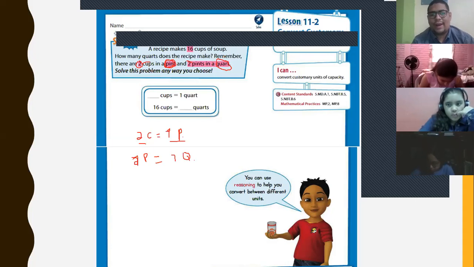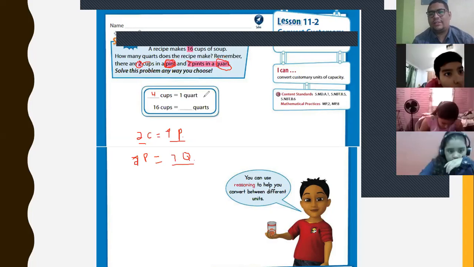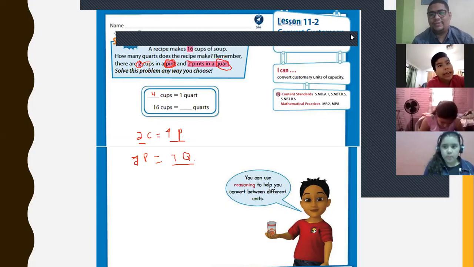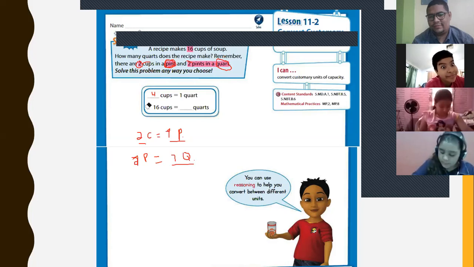4. 4, right? Because if you multiply 2 times 2 it is equal to 4. So you need 4 cups to have a quart. And how many cups do you have in a quart? Now 16 cups is equal to 4 cups. 4 cups? Are you sure about it? Yes. Okay.